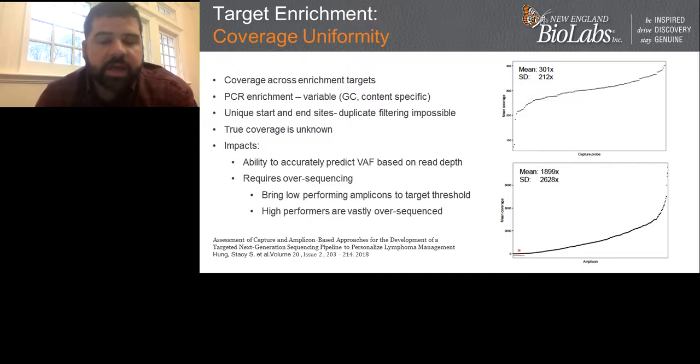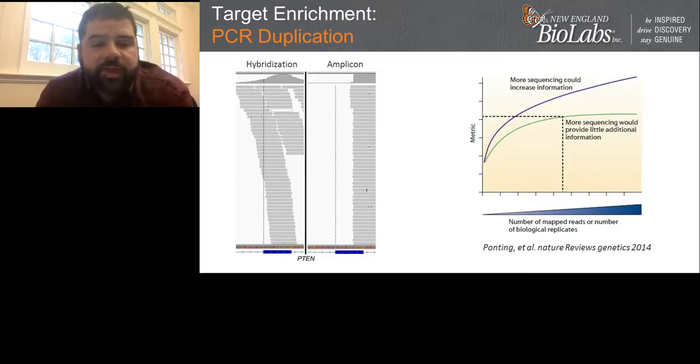PCR duplication. What you see in that figure on the left are Integrative Genomics Viewer plots looking at coverage profiles for something that was done with hybridization-based enrichment versus amplicon. One of the benefits to hybridization-based enrichment is that you tend to have non-uniform start and end sites, because we're randomly fragmenting DNA. We're hybridizing a probe that may have a certain amount of homology to that actual molecule, using that to pull that away from the rest of the genome.